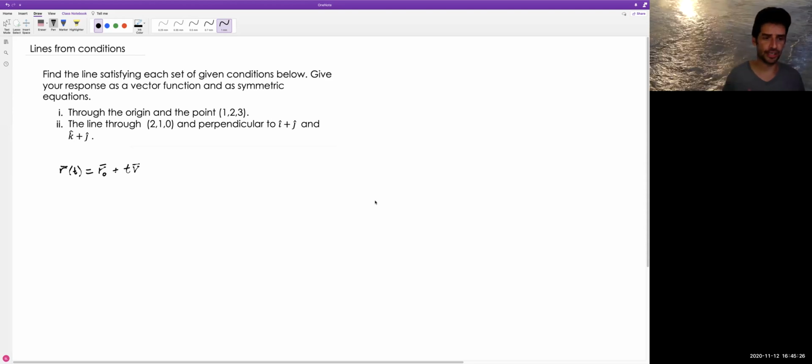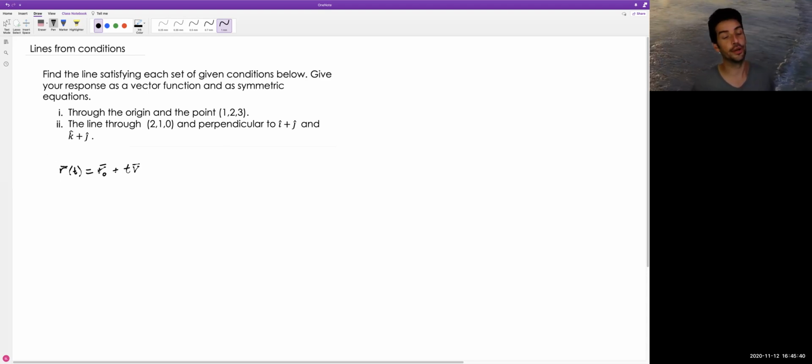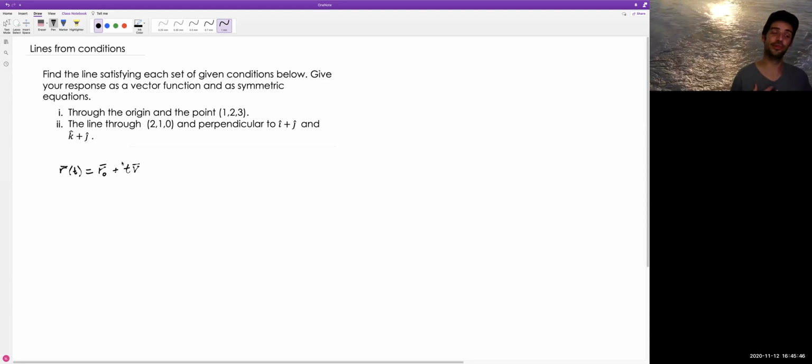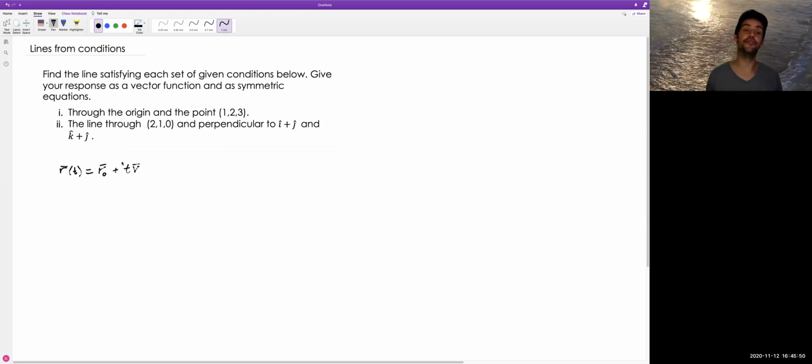I'm just going to write them as vector functions. I'll leave the symmetric part up to you, but let's just find the vector functions for these lines. One way to write a vector equation of a line is r of t equals r naught plus t v. r naught, remember, is a vector pointing at any point on the line. And then v is the direction the line is traveling in.